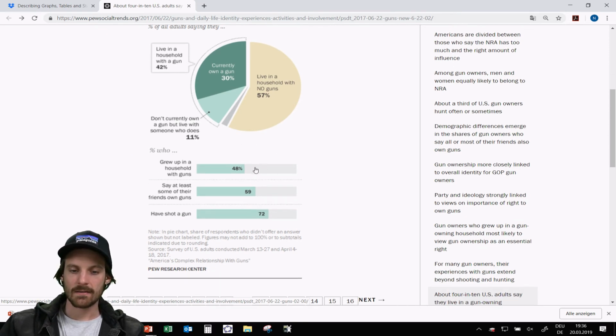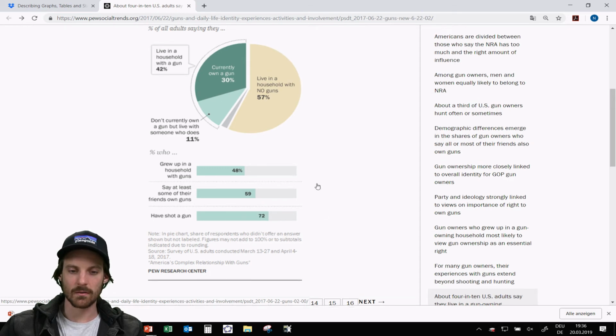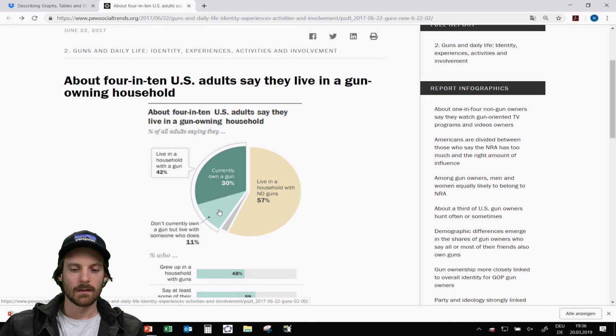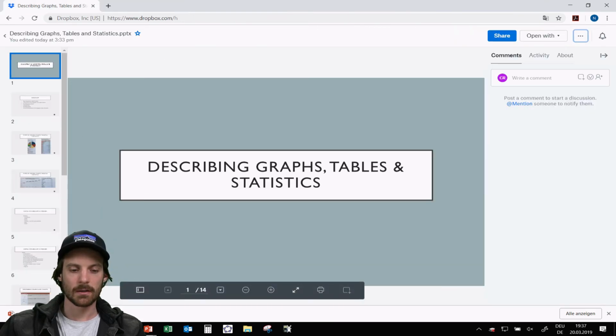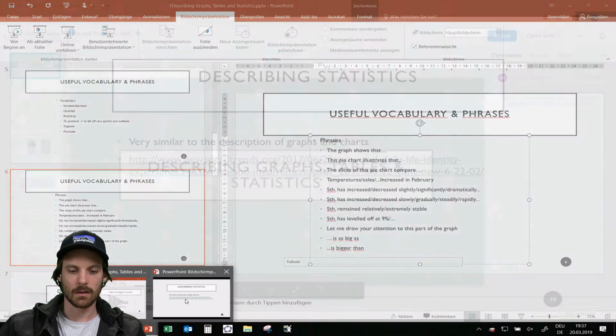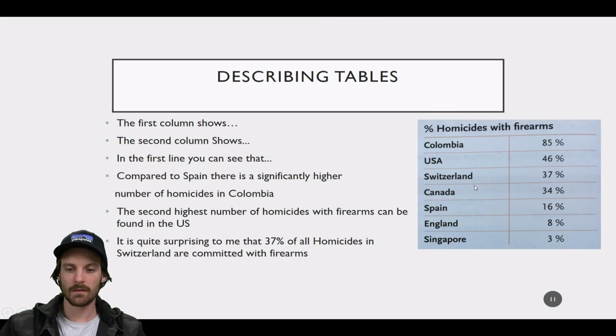And there is another chart that illustrates if you grew up in a household with guns, or say at least someone of their friends own a gun, or have shot a gun, which is 72%, quite high. Yeah. And we could go on about the gun laws, but we won't, since we will continue with describing tables.